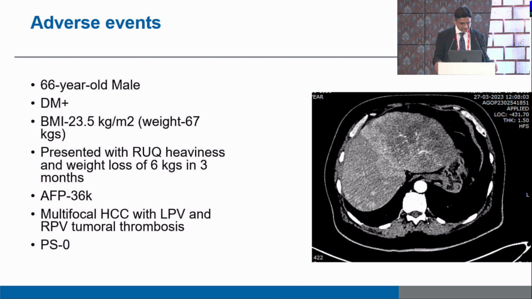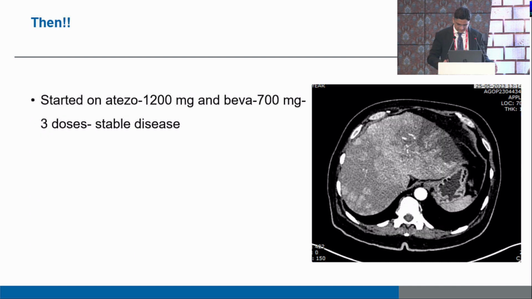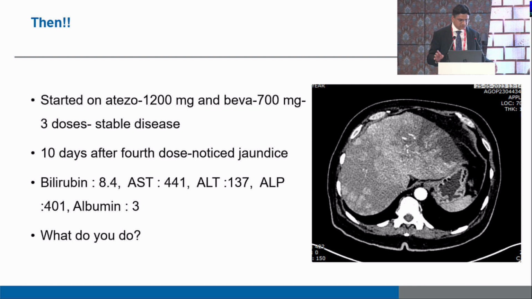This is the third case: a 66-year-old male, diabetic, good BMI of 23.5, who had some vague complaints, was evaluated, and found to have multifocal HCC, with an alpha fetoprotein of 36K. After 3 doses, the disease was stable, but after the 4th dose of immunotherapy, he had a bilirubin of 8.4, AST and ALT of 441 and 137, and ALP of 401.